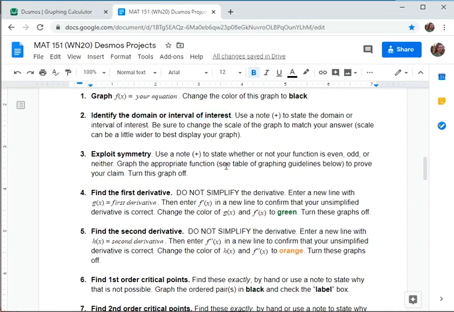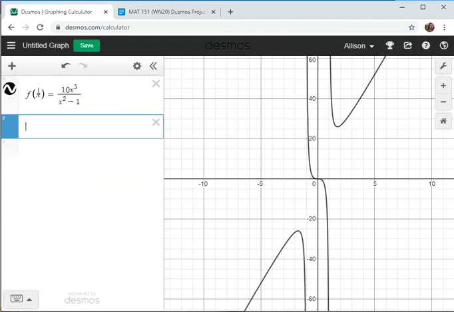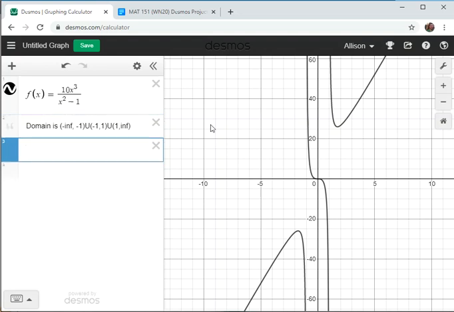Okay, now symmetry. I'm going to use a note to state symmetry. Oh, I need to use a note to do my domain or interval of interest too, so we'll do that. So we have our note that the domain is negative infinity, comma, -1, union, we went from -1 to 1, union, we go from 1 to infinity. Infinity is fine, or if you just want to type in interval notation, that's fine too. Okay, so that is my domain.